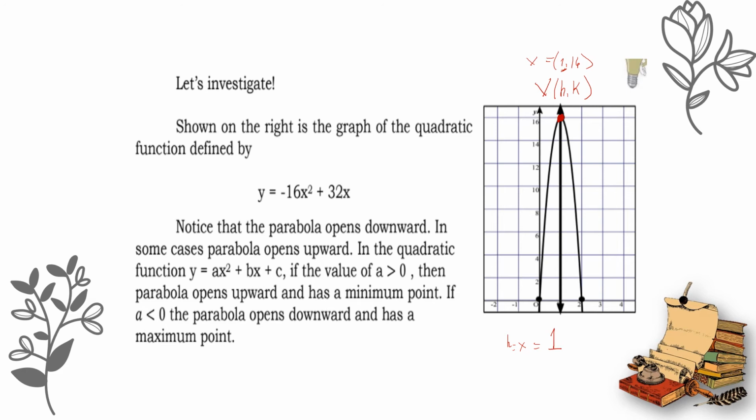If the quadratic function is expressed in the form y equals a times the quantity x minus h squared plus k, the vertex is the point (h, k). The line x equals h is the axis of symmetry, and k is the minimum. Ito po, k is the minimum or the maximum value of the function.